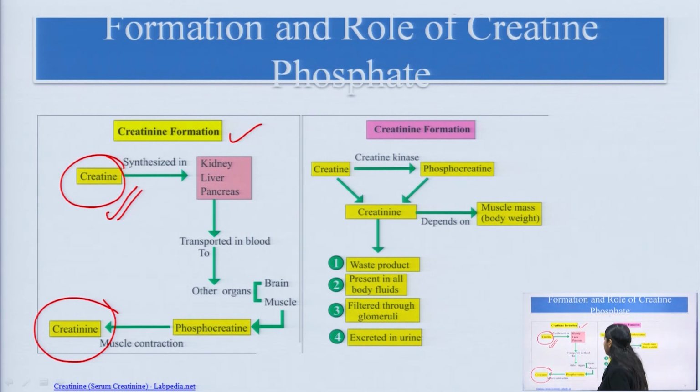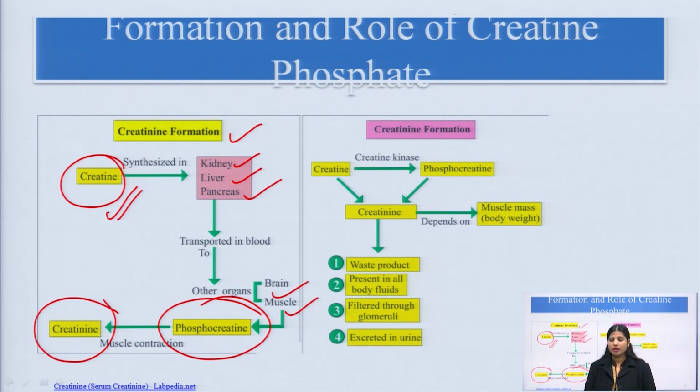So creatine is synthesized in the kidney, liver and pancreas. It is transported in the blood and goes to the brain and muscle, where it is stored. In the stored form it lives as creatine phosphate, meaning with the phosphate molecule. When there is a requirement of energy, this creatine phosphate will liberate the phosphate group and give the energy.